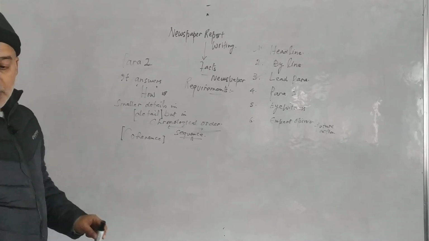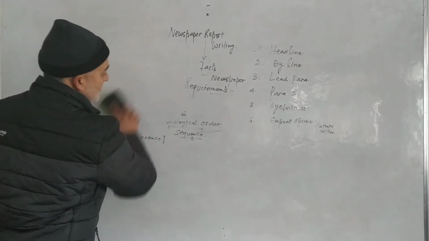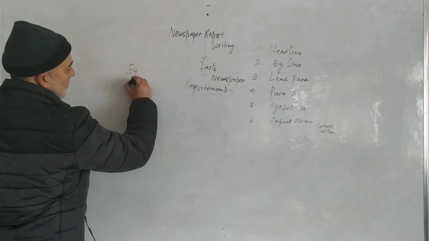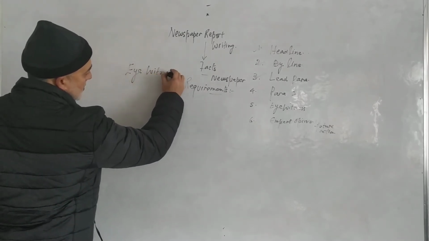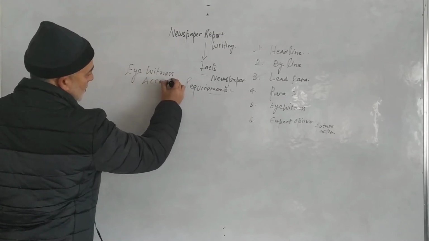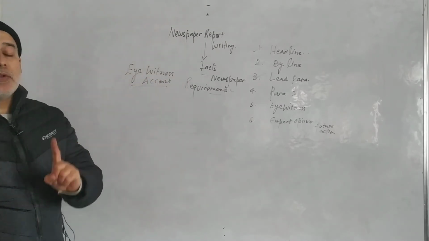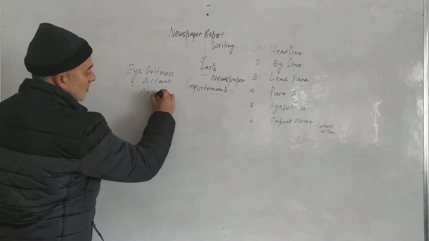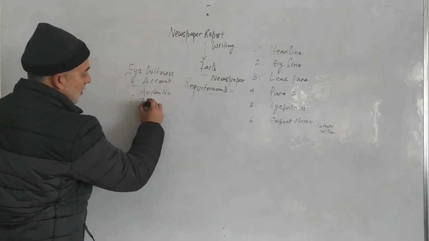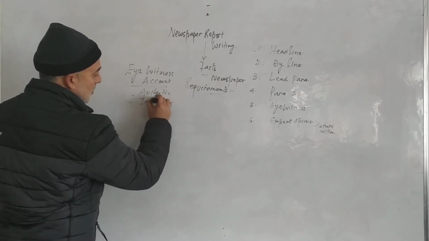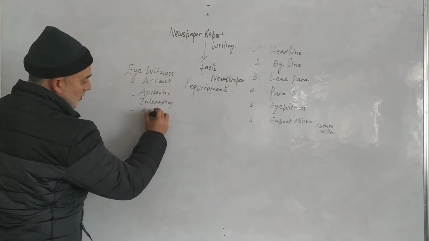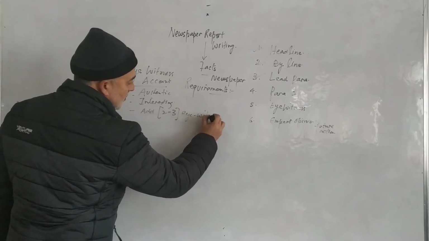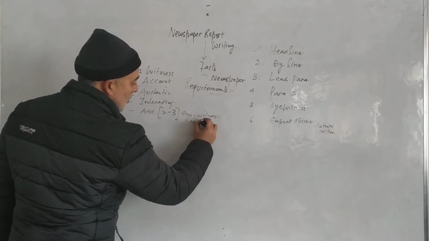After para 2, one more important component is eyewitness account. In order to make your report writing, newspaper report, more authentic and interesting, you need to add 2 to 3 eyewitness accounts or their quotes.